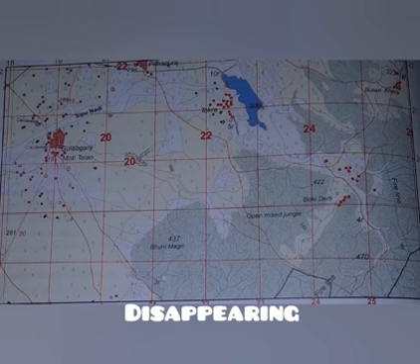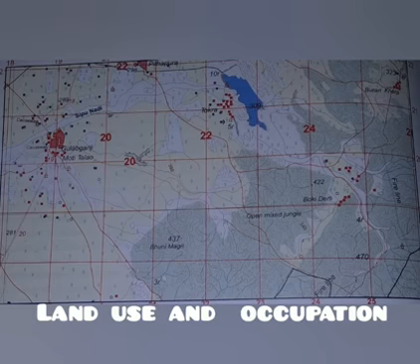The question will be like this: what is the name of the geographical feature represented by white patches in the middle of the river? It is an example of an island or a barren island. Okay, land use and occupation.